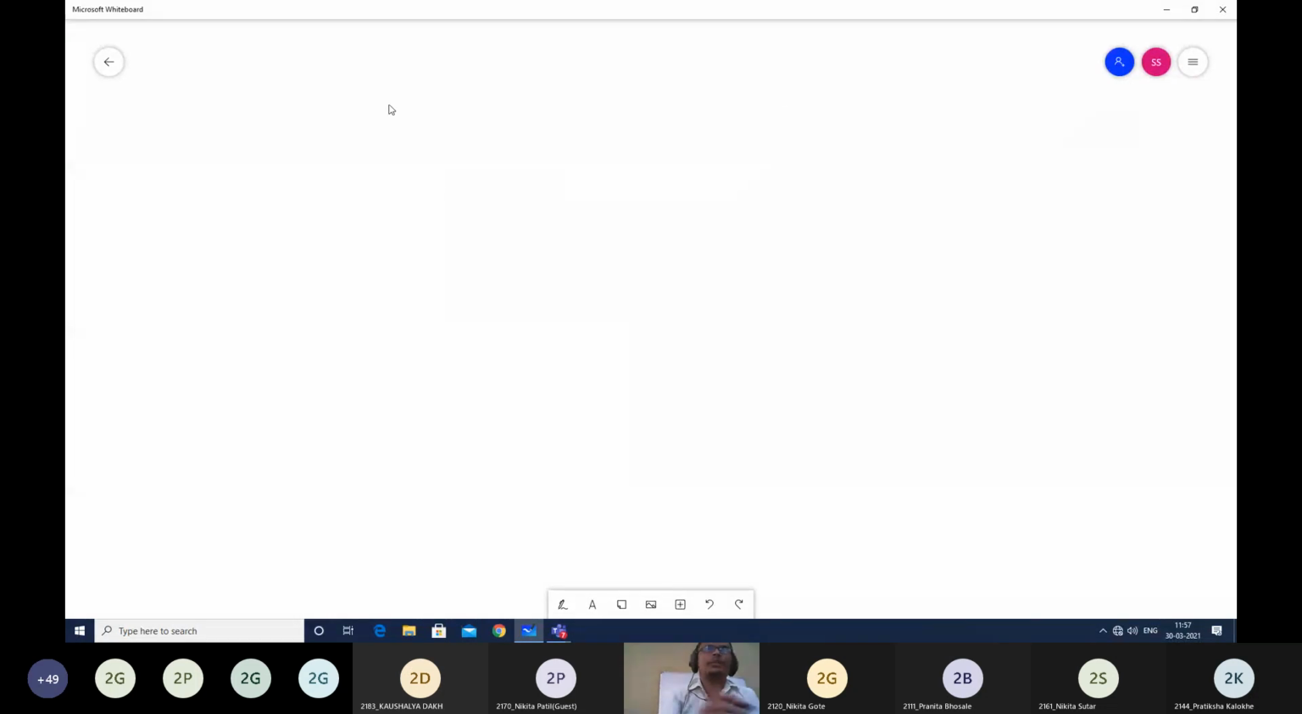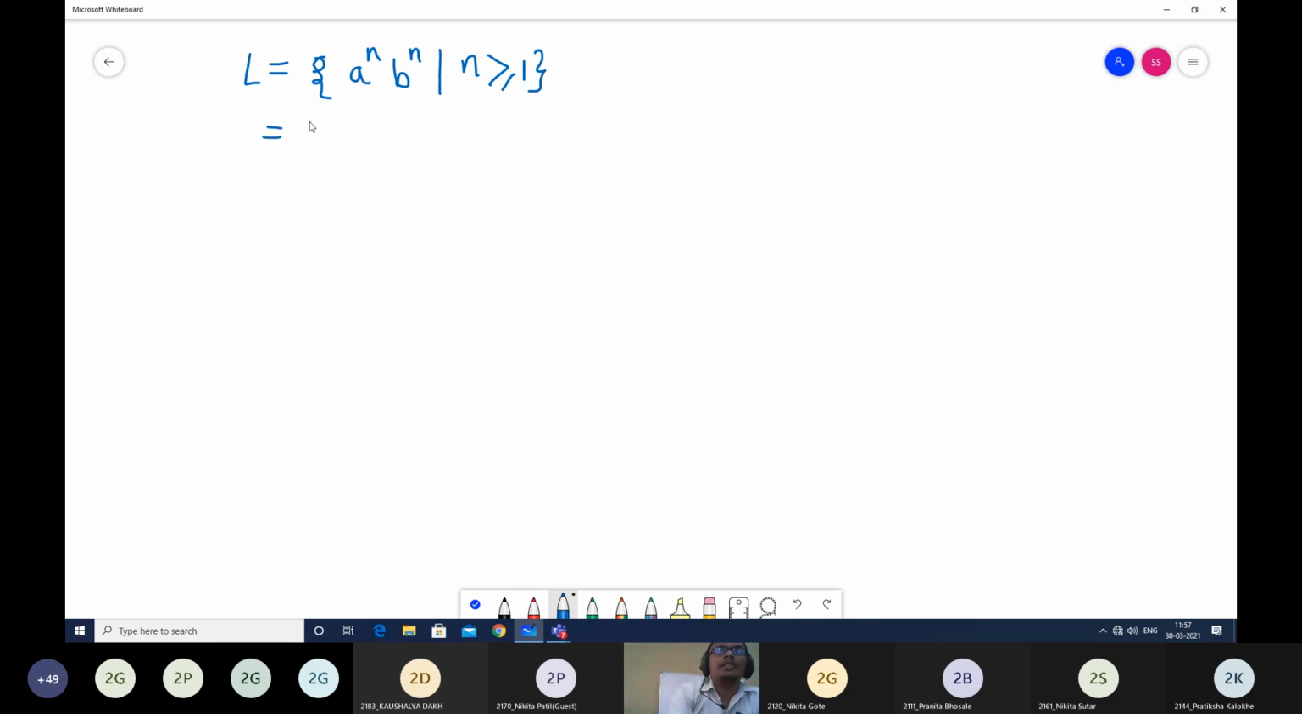So let us take the next example. All of you note down the next example. Language L is equal to a raised to n, b raised to n, where n is greater than or equal to 1.